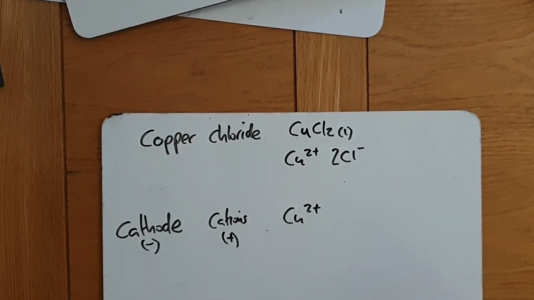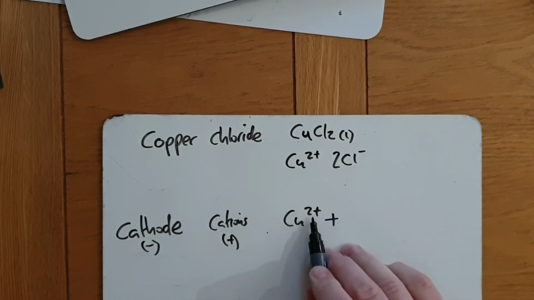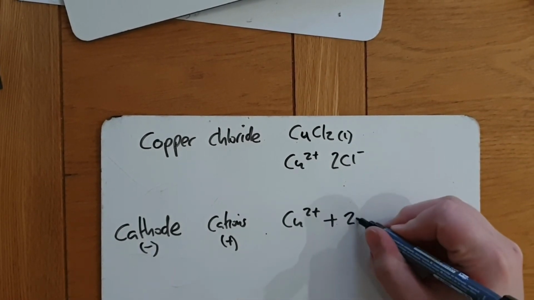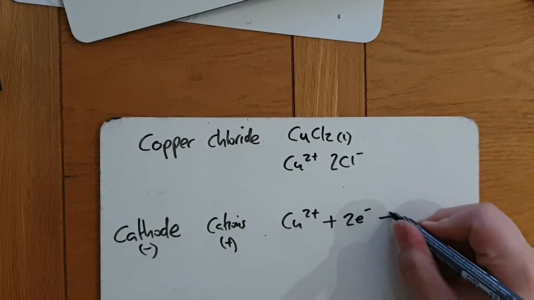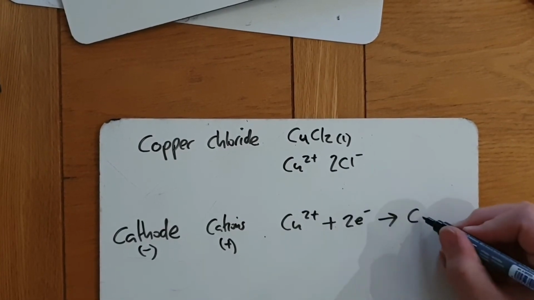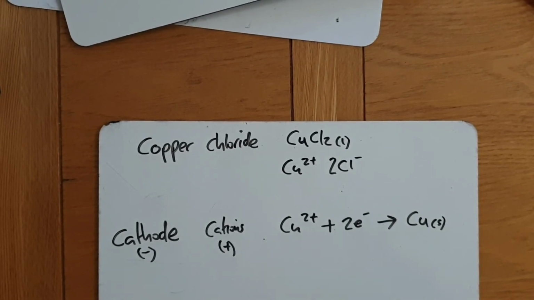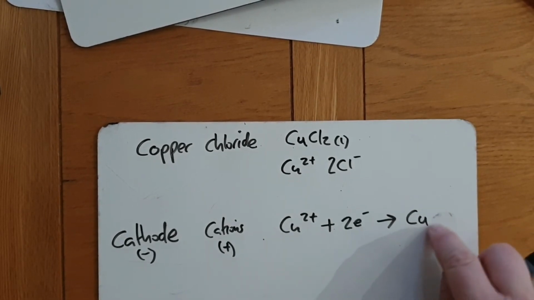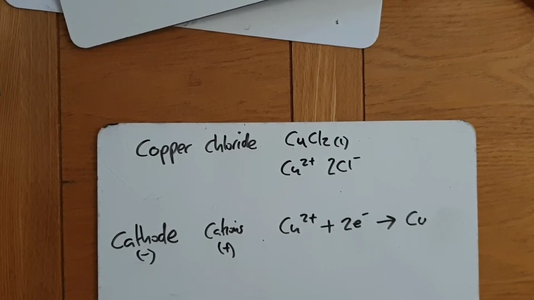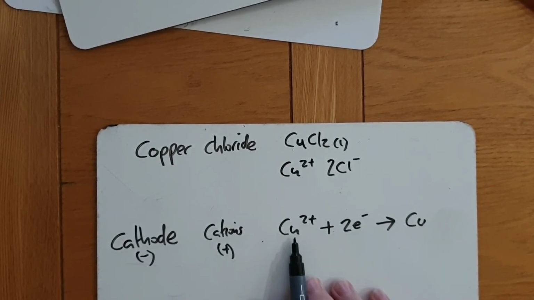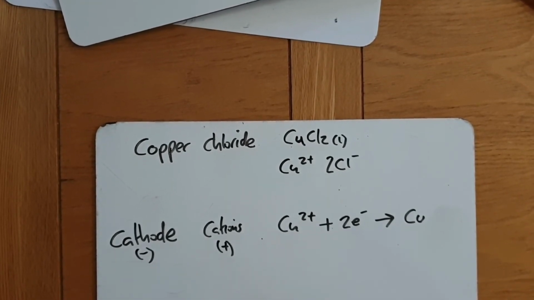How many electrons is it going to gain? Well, it needs to gain 2, because it's got 2 positives, so it needs to gain 2 negatives. And then that means we're going to make copper, which is going to appear as a solid. Although actually it's molten, so it would be molten still. So that is what's happening at the cathode.